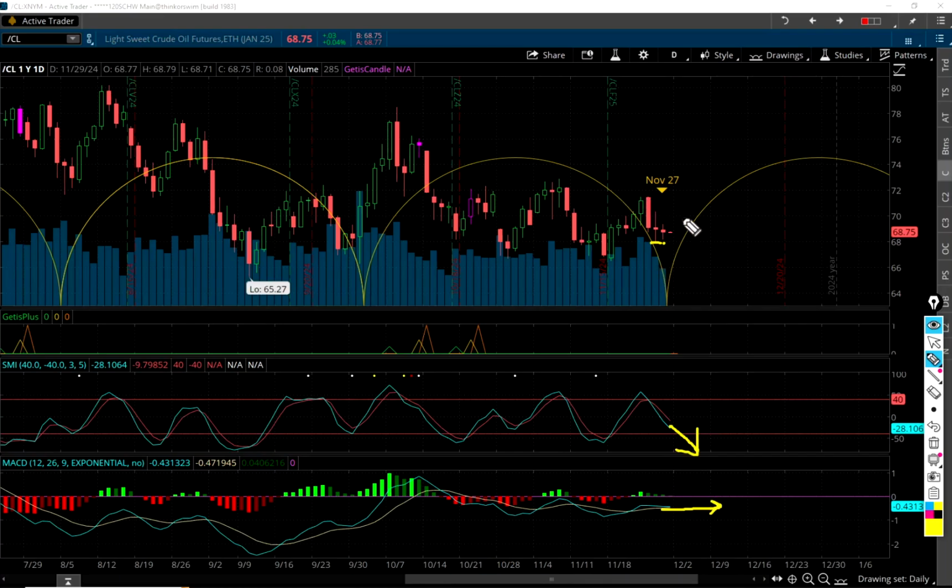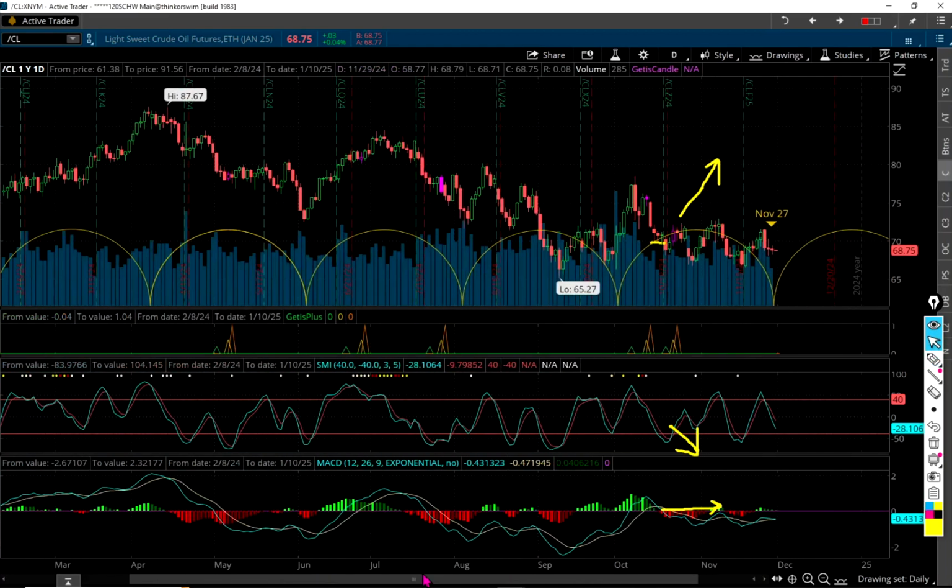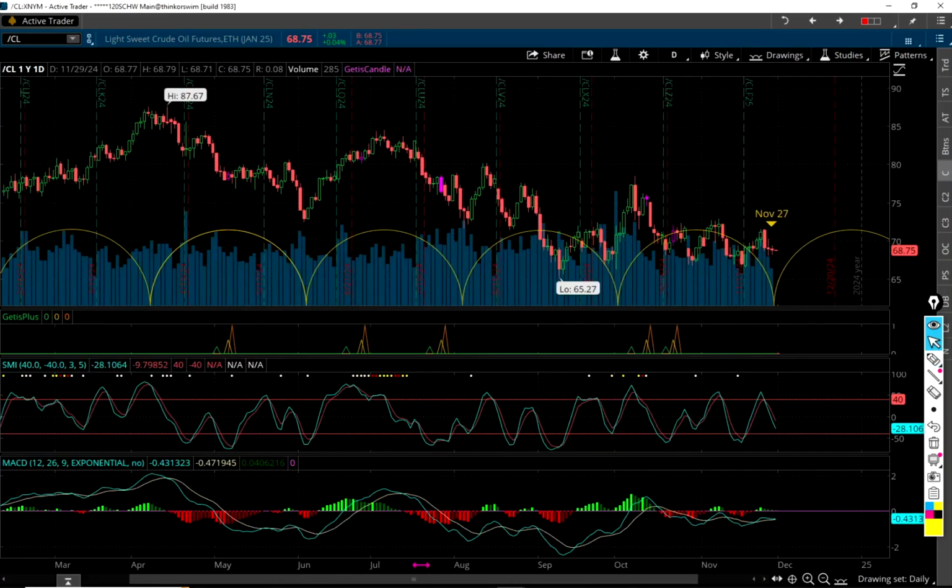November 27th was a cycle low, so you got to be super careful. It could bounce out of here. Okay, so, just be cautious about that cycle low that's apparently there. There's apparently a cycle low there, it is there. So that could be a cycle low right there. So be careful about that. You could get a bounce in crude oil.